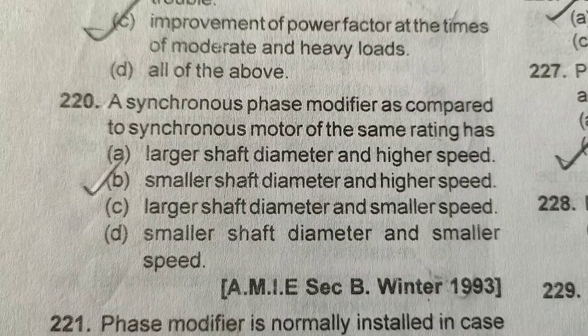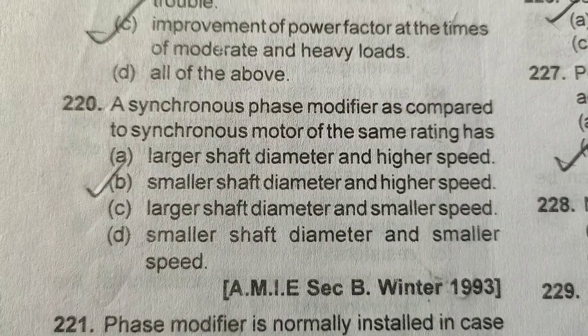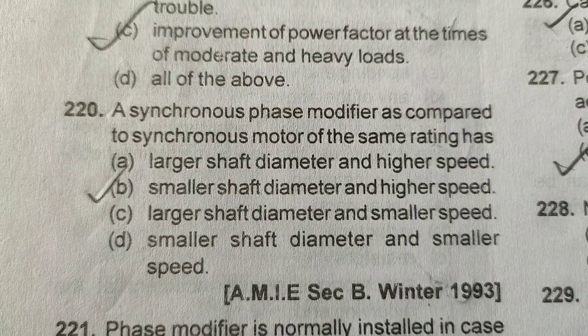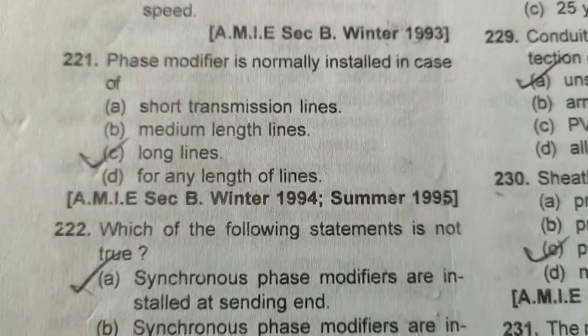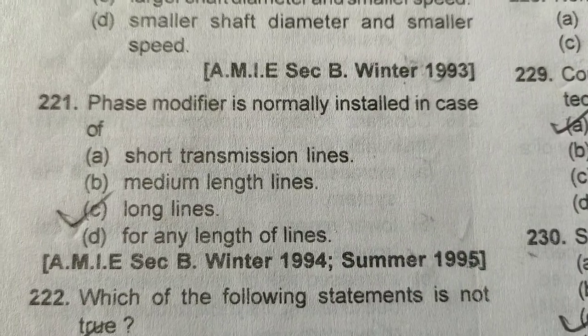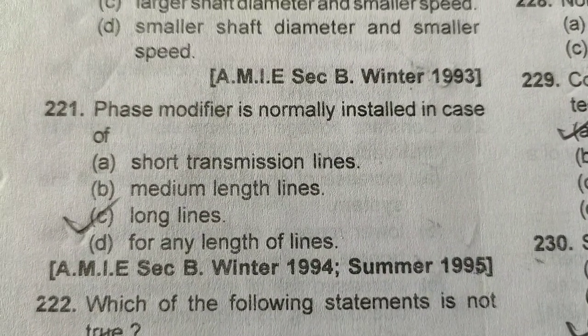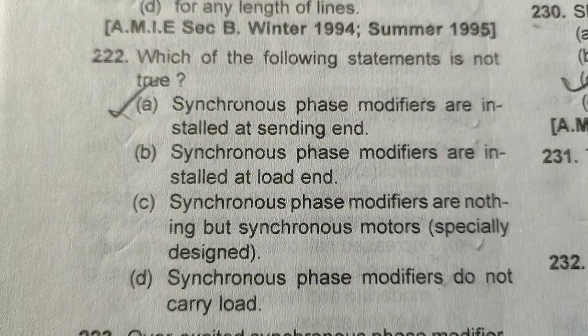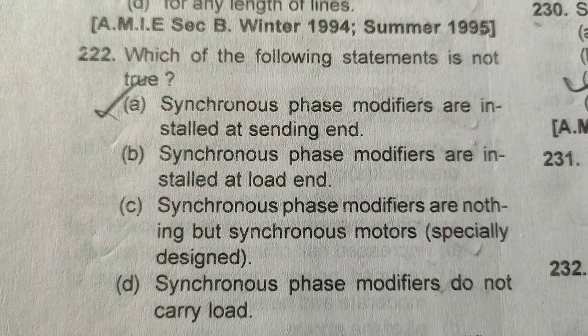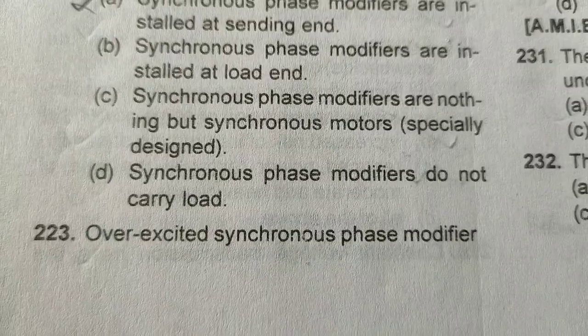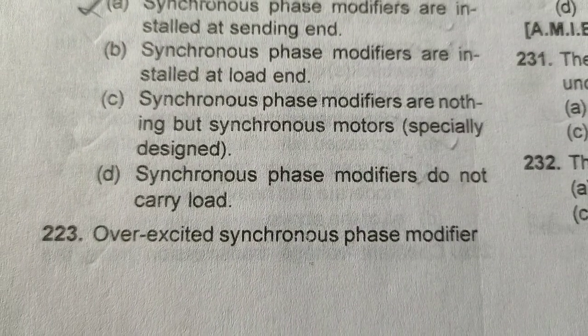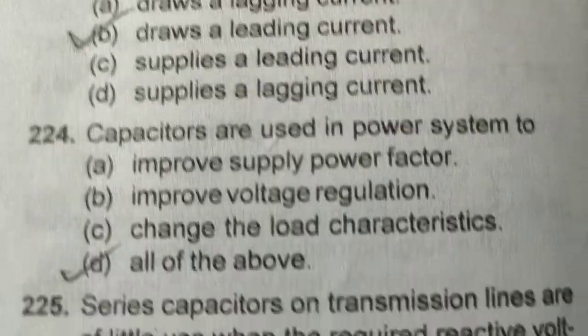A synchronous phase modifier, as compared to synchronous motors of the same rating, has smaller shaft diameter and higher speed. Phase modifier is normally installed in case of long line. Which of the following statements is not true? Synchronous phase advancers are installed at sending end. Overexcited synchronous phase modifiers draw a leading current.